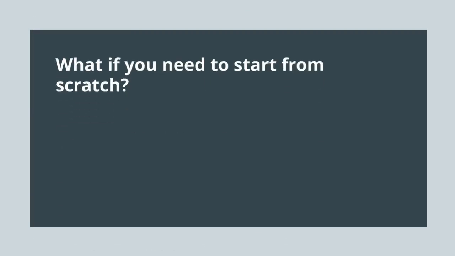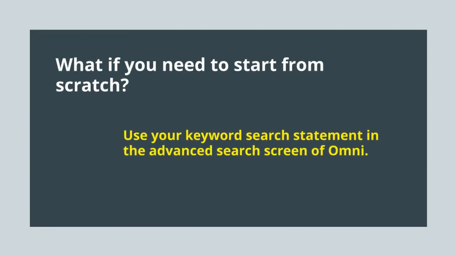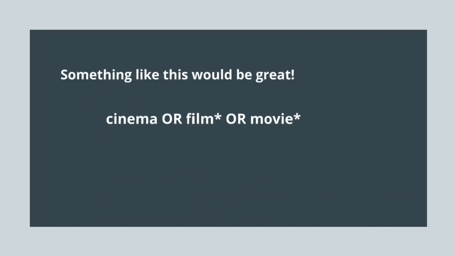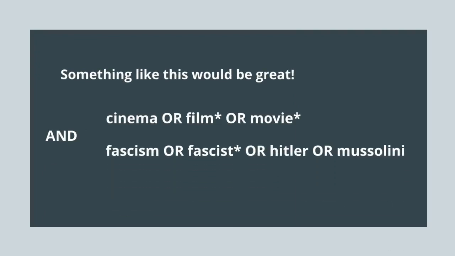What if you don't have a reference list or bibliography? It's simple. Go to the advanced search screen in OMNI and type in your search statement. Something like this would be great. Cinema or film or movie, and fascism or fascist or Hitler or Mussolini, and Italy or Germany.